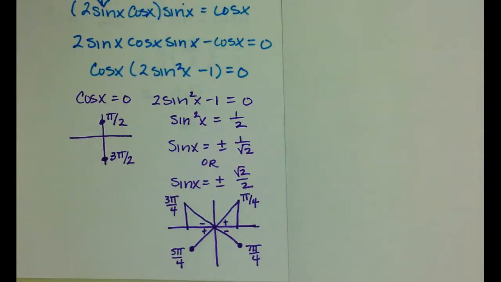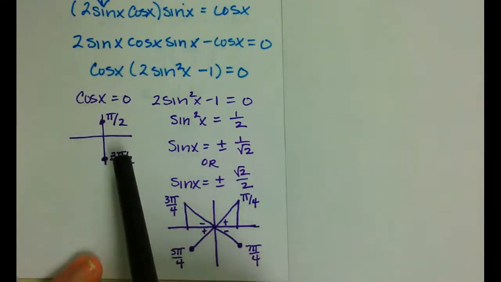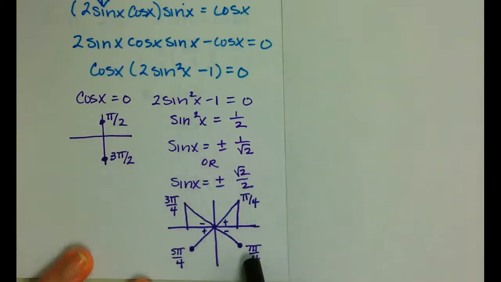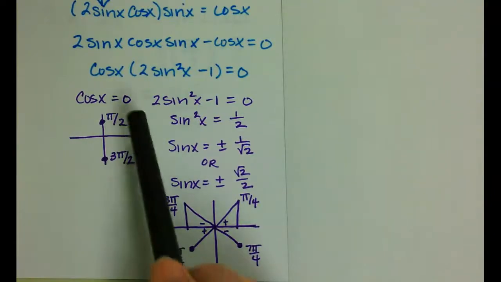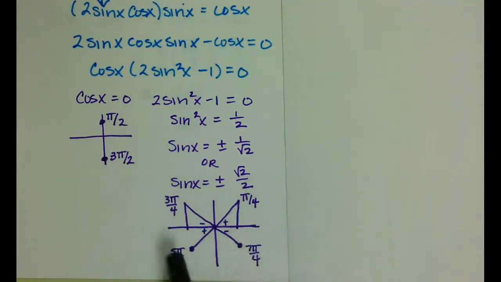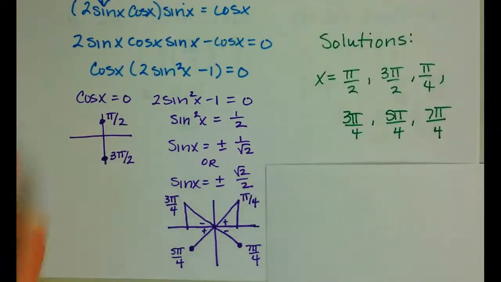Now, it says from 0 to 2 pi, and all of these are within 1 rotation. So then you want to think, how many solutions do I have? And in fact, on this one, you have 6. You have the 2 angles from here and the 4 angles from here. So your solution set would look something like that.